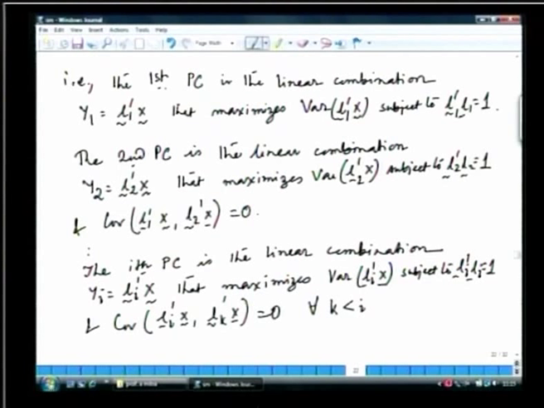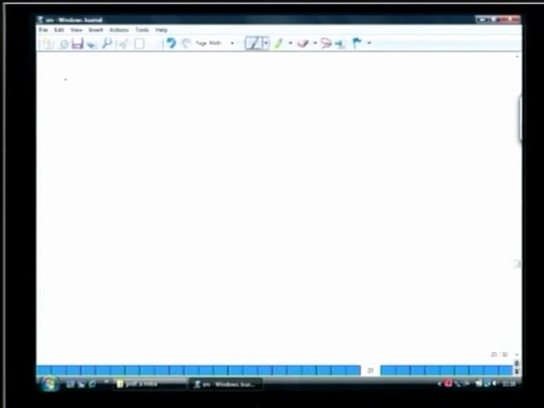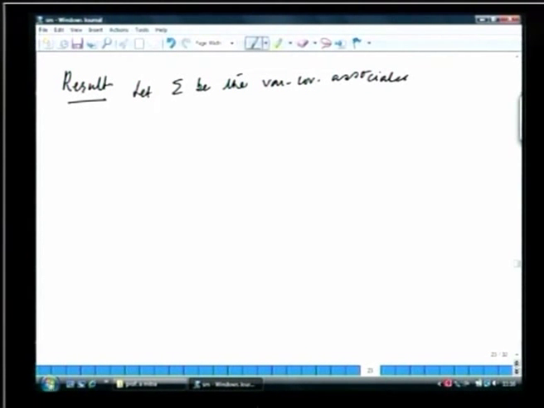Okay. So, for this we go on to the next thing. Let us see that the principal components we are describing can in fact satisfy all the properties. So, the first result is: let sigma be the covariance matrix, the variance covariance or the dispersion matrix, associated with the random vector x.